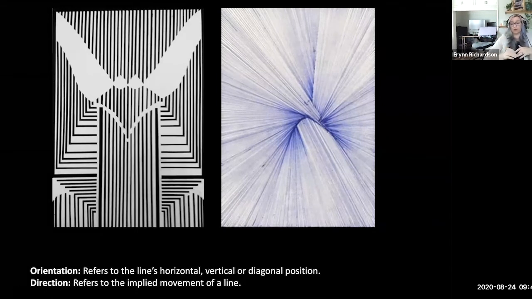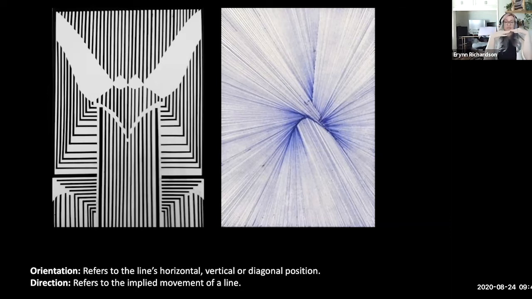Versus the one on the right, the orientation is diagonal, and the direction definitely feels like the lines are moving from the inside out or the outside in. But there's definitely a lot more action happening in the one on the right. Diagonal lines have a lot more energy than vertical or horizontal lines. So horizontal lines have the least amount of energy, followed by vertical, and then followed by diagonal. There are clearly exceptions to this, but in general, diagonal lines always have a lot more energy.